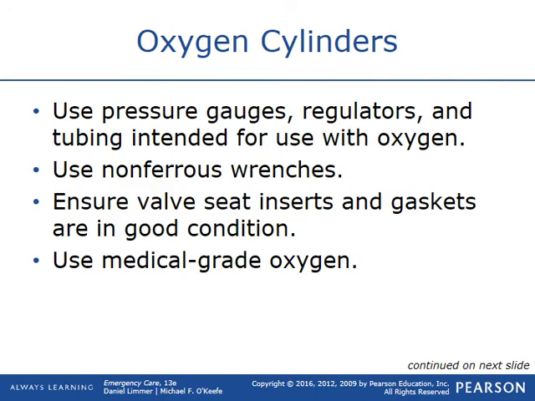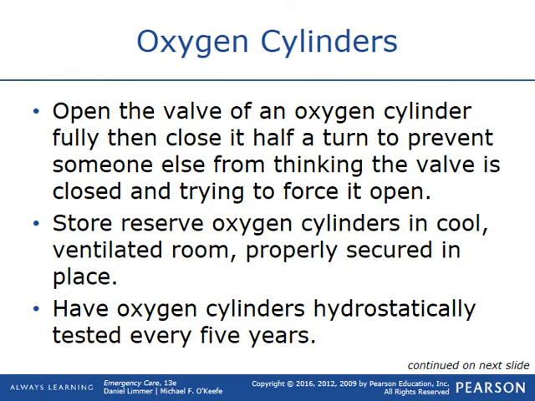The oxygen cylinders are going to use pressure gauges, regulators, and tubing, and these are intended for use with oxygen and oxygen only. We use non-ferrous wrenches to open the oxygen tanks up. We want to make sure that we've got a good valve seat in the inserts and the gaskets are in good condition. And remember to always use medical grade oxygen. You'll want to open the valve of the oxygen cylinder fully and close it half a turn, and this prevents someone else from thinking that the valve is closed and trying to force it open.